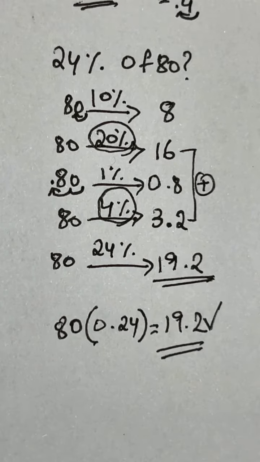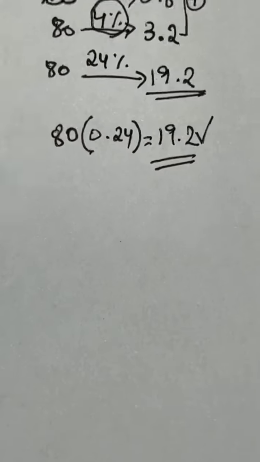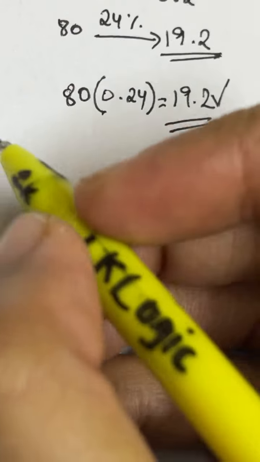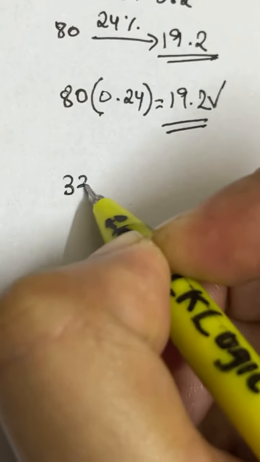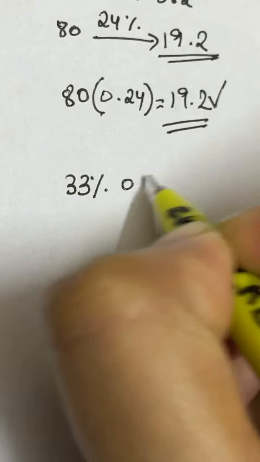Okay, let's see another example. One more example on this. Suppose you have 33% of 120. How are you going to solve this? 33% of 120. It's really simple. You don't have to panic whenever it comes related to exams or in your real life. Nothing is tough. It's as simple as that. You just have to understand.